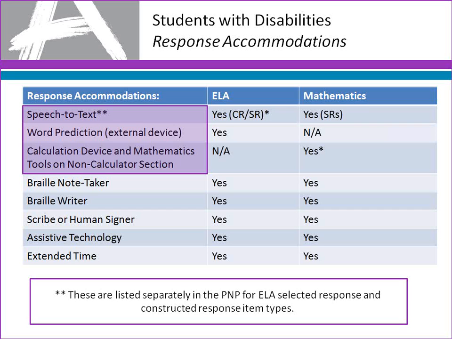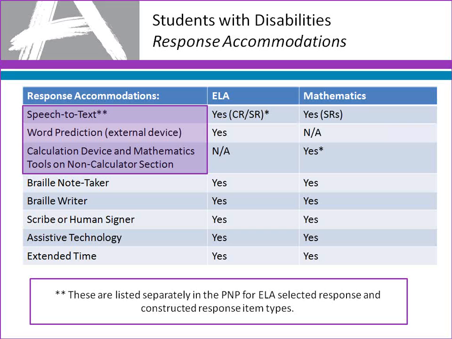Oh, the one note about this is that especially for that speech to text, you'll see it says next to the yes for ELA, it'll say CR and SR. That's constructed response and selected response, or multiple choice. So if you have a student who needs this, they may need it for both item types.